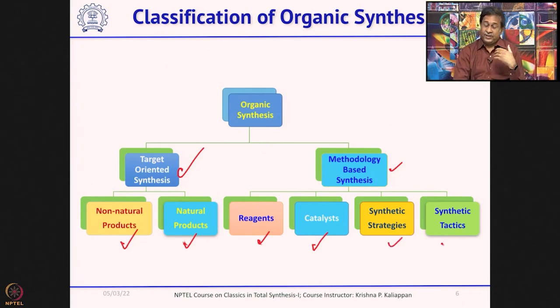Then there are two more: synthetic strategies and synthetic tactics. Here you develop a new strategy for a natural product or natural product-like molecule, and see whether this strategy can be extended to the synthesis of a complex natural product. Again, you can develop new tactics to address certain problems which people normally face in synthesis, and if you are successful, such tactics can also be applied in the synthesis of natural products. So broadly, there are two types: target-oriented synthesis and methodology-based synthesis. Both are interrelated and depend on each other.